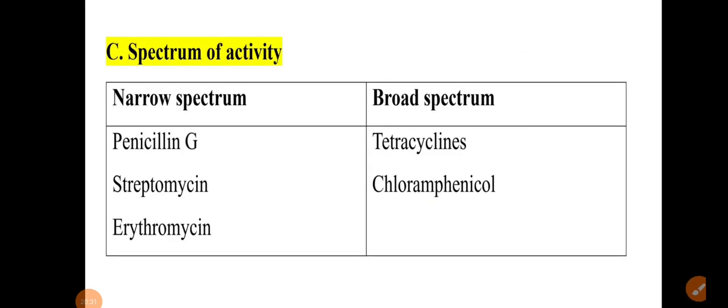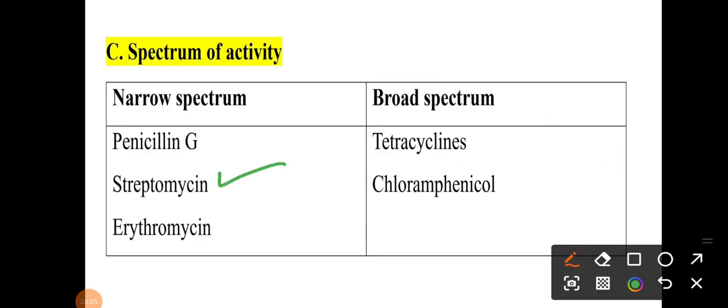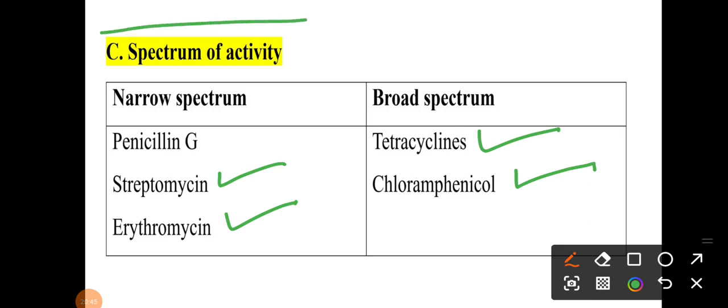Okay, here is the spectrum of activity. So here you can see that your streptomycin and the erythromycin are the narrow spectrum, while tetracycline and the chloramphenicol are the broad spectrum antibiotics. So that table is also very important, spectrum of activity.